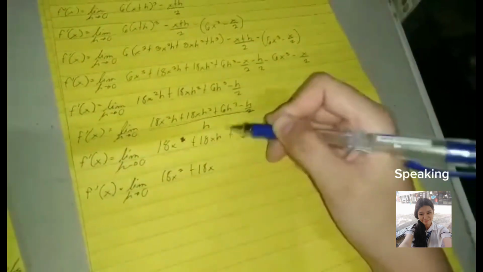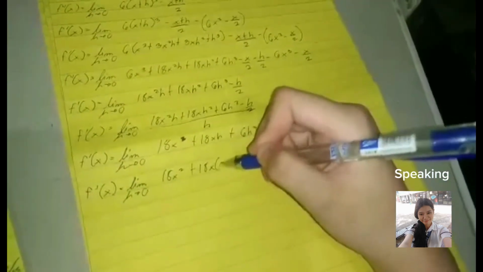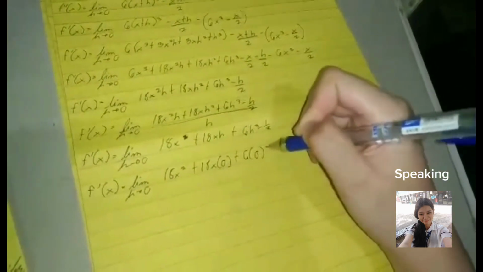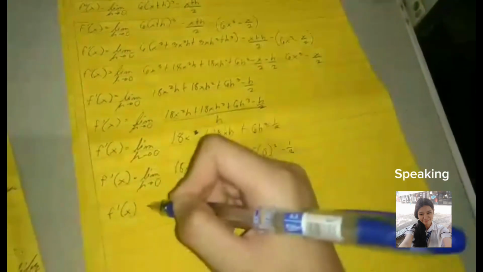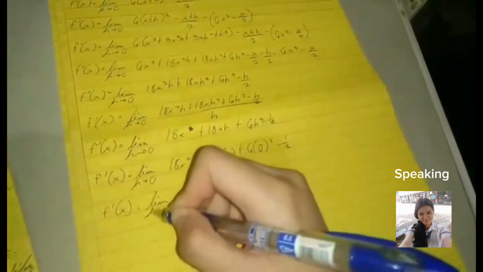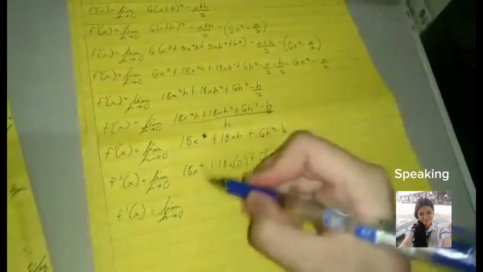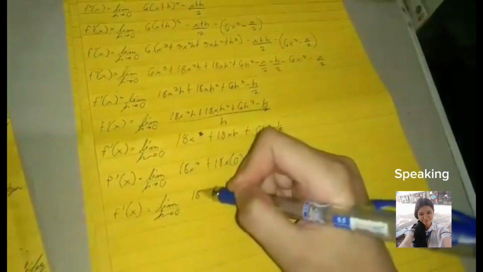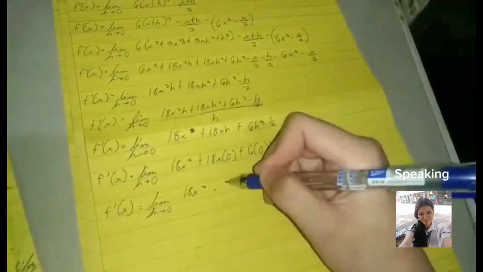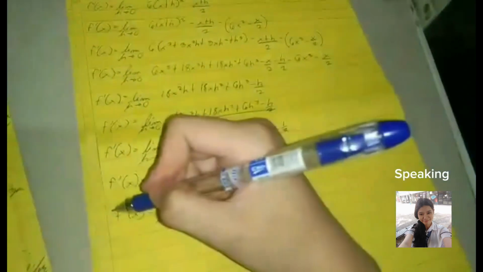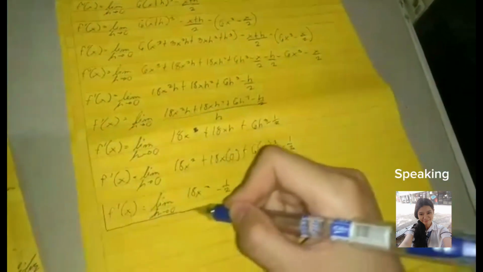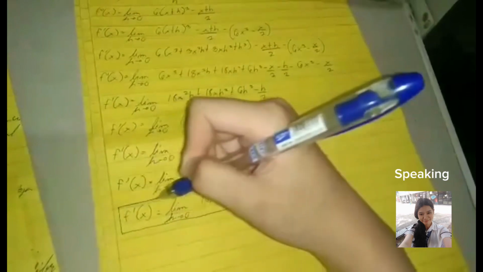As h approaches 0, terms like 18xh and 6h squared tend towards 0. Therefore, the derivative of f of x equals 6x cubed minus x over 2 is f prime of x equals 18x squared minus 1 over 2.